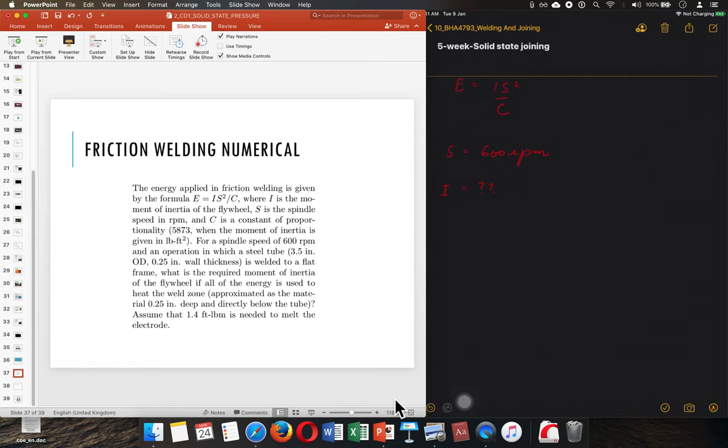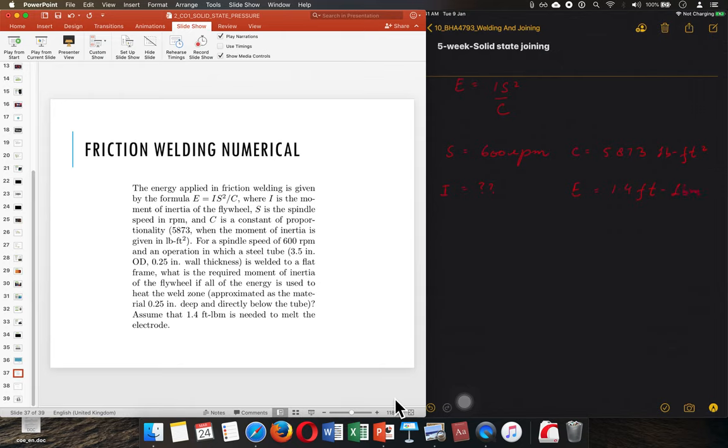The moment of inertia I is required if all the energy is used to heat the weld zone, approximately, as the material is 0.25 inch deep and directly below the tube. Assume that 1.4 foot-pounds is needed to melt the electrode. So the constant of proportionality C is given as well, C equals 5873 lb feet squared. And the energy is also given. Energy E is equal to 1.4 foot-pounds.